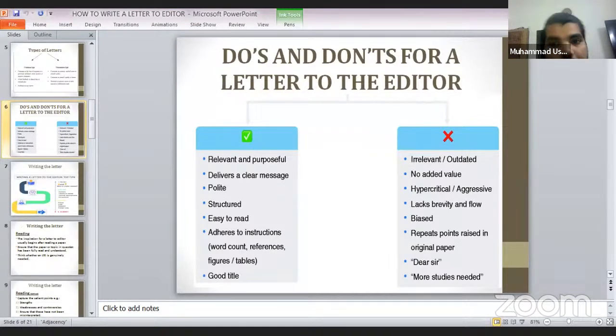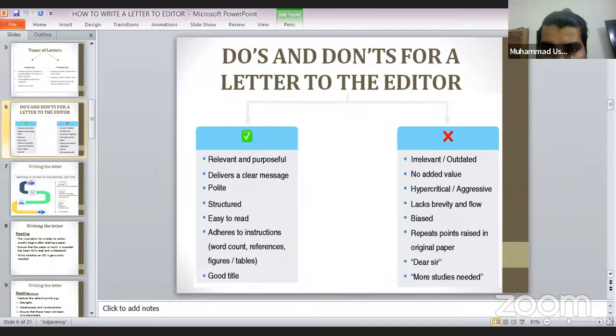You should also have a good title, which should be captivating and interesting. And if we talk about the don'ts of writing a letter to the editor, it should not be irrelevant or outdated. It should give value, and if it doesn't provide any additional value to the current medical literature, you should not write a letter to the editor. There is no need to write.